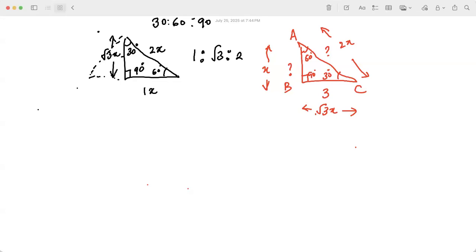Okay, given the sides like this, 30, 60, 90 triangle, the longer side is 2x, the medium side is 3. I'm wanting to find out AB and AC in radical format. Did I make the question clear?